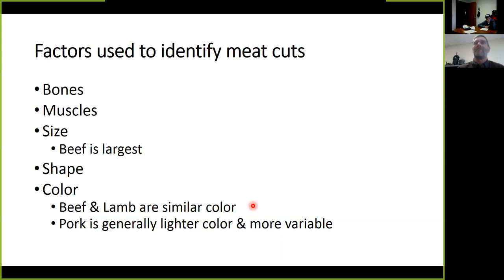Beef and lamb are pretty similar in color. They're more of a bright cherry red or darker red color than pork. And pork is generally a lighter pinkish or gray color and has more variability of color between the different muscles in the cuts. And this is due to a pigment protein that we call myoglobin. And myoglobin is present in all muscles, but to different levels. The cuts that are the darker red have more myoglobin. And if you think about a chicken breast, it has even less myoglobin because it's not very red at all. It's white, in fact.